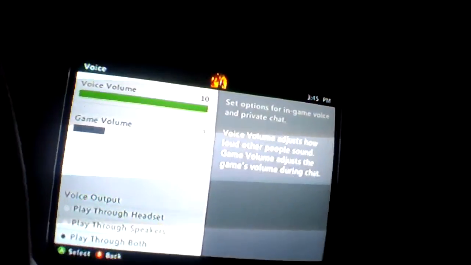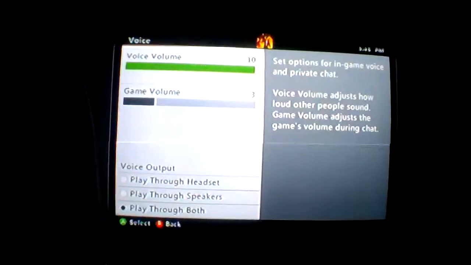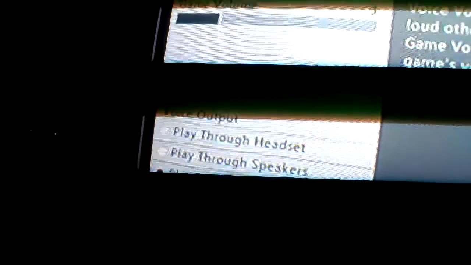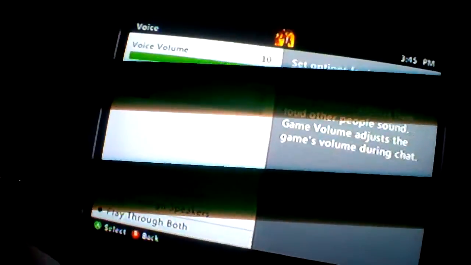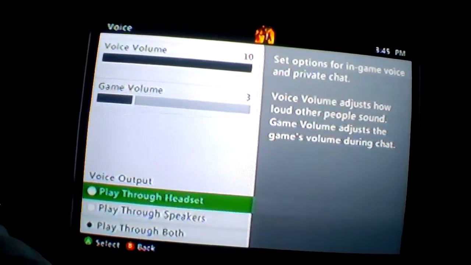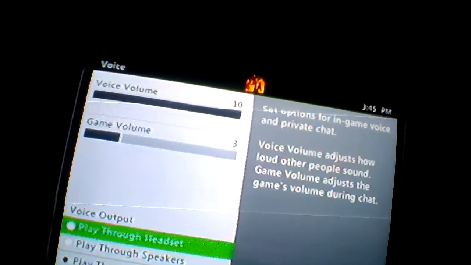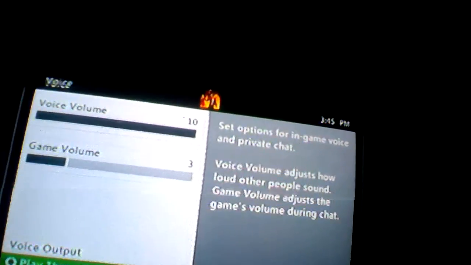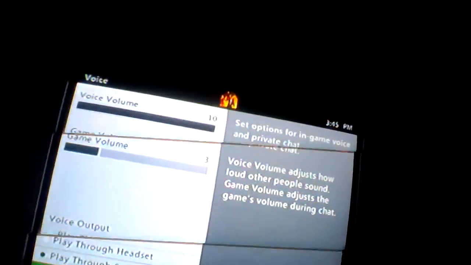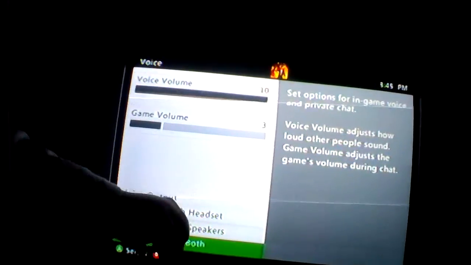Okay, I have the game volume turned down, but voice volume is all the way up. See that right now? Voice output. Go down. If I choose play through headset, I can't hear anybody because my headset's broken. But if I play through speakers, I can still hear people. But how about play through both, so I know if my headset's not broken?